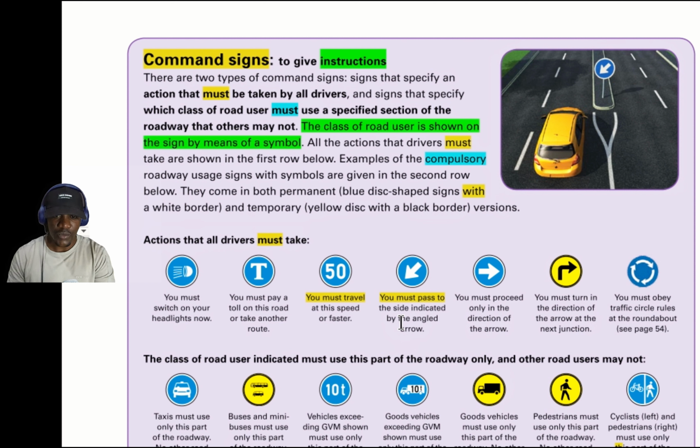Okay, the other one, similar to this one, is an arrow, but positioned to the right. It says you must proceed only in the direction of the arrow. Only. You must only do this.